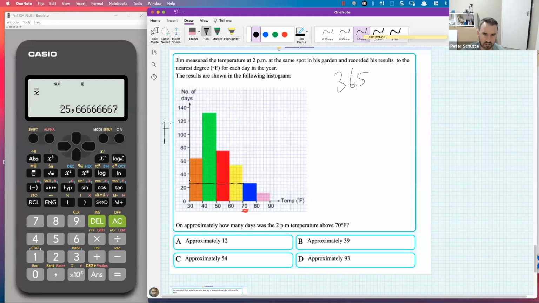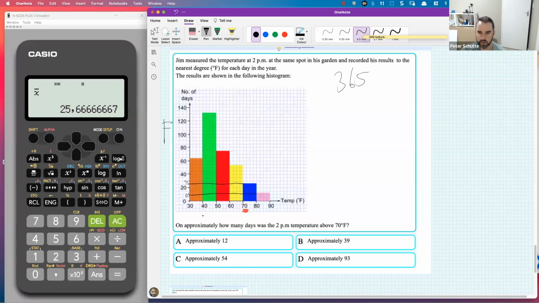That's 30. And so if that's 30, there, I'm guessing that's about 25. Over there, it's about 25. But then what about the days when it's between 80 and 90? There, that looks to me like it's about 10.